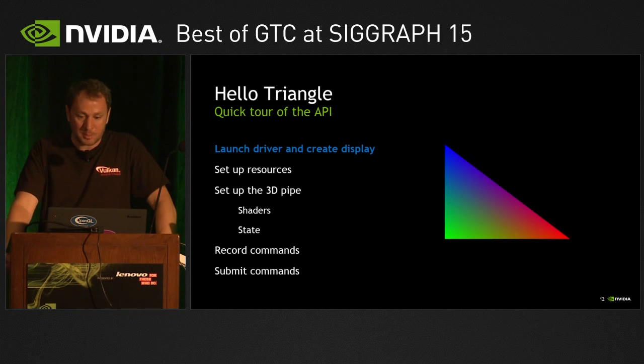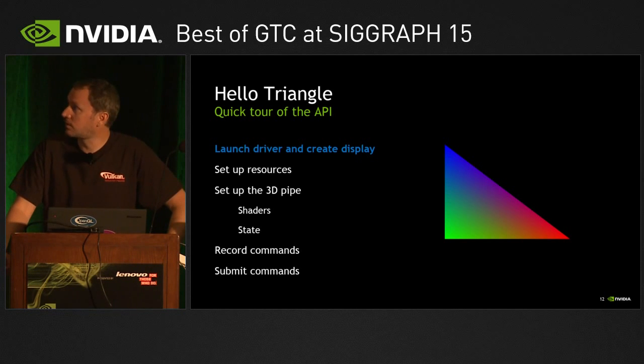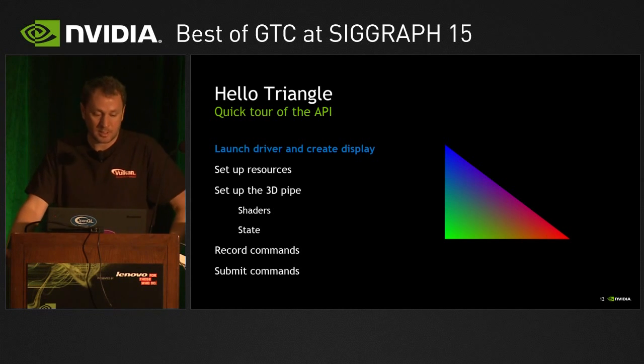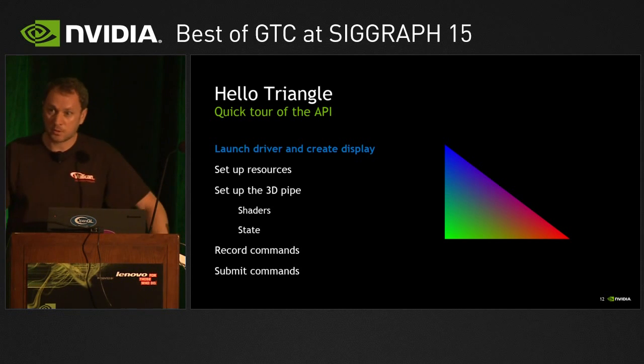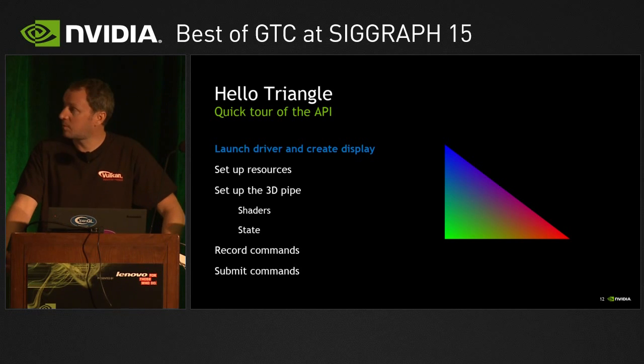So I'm going to describe the Vulkan API and the high-level concepts by way of touring through the steps that you need to do in order to simply draw a triangle, a hello triangle. The steps I'm going to go through are how the driver is launched from the application, how to create a display for presentation, how to set up the resources, how to set up the 3D pipe and all the state, including the shaders, record the commands for playback, and then submit the commands. Some of these concepts might not be familiar immediately at this point, but I will go through them, and hopefully by the end of this, you'll have a good understanding of the high-level concepts of Vulkan.